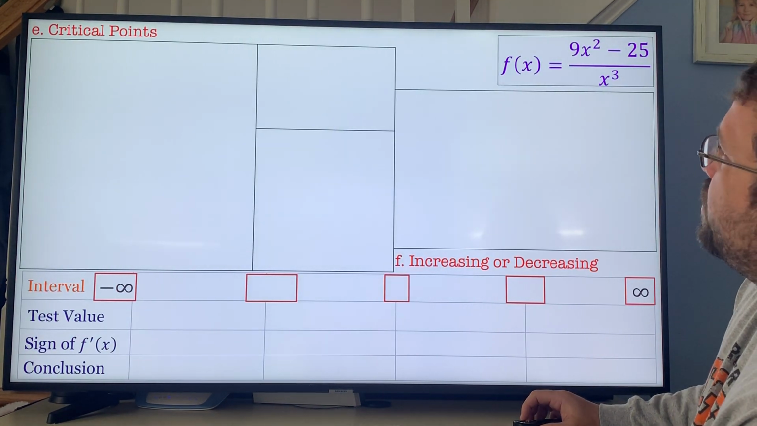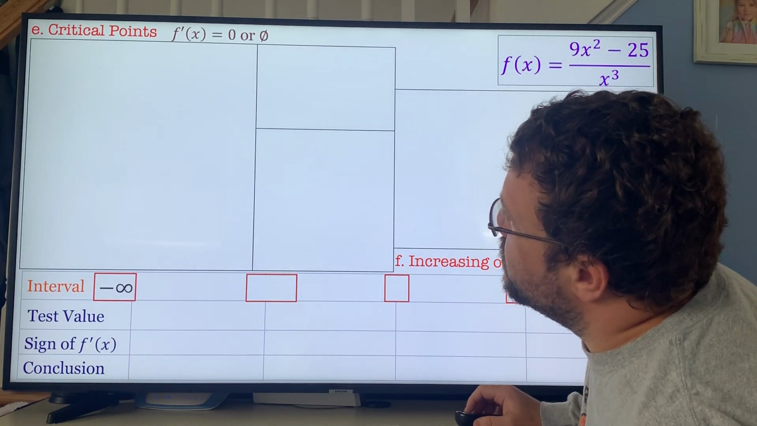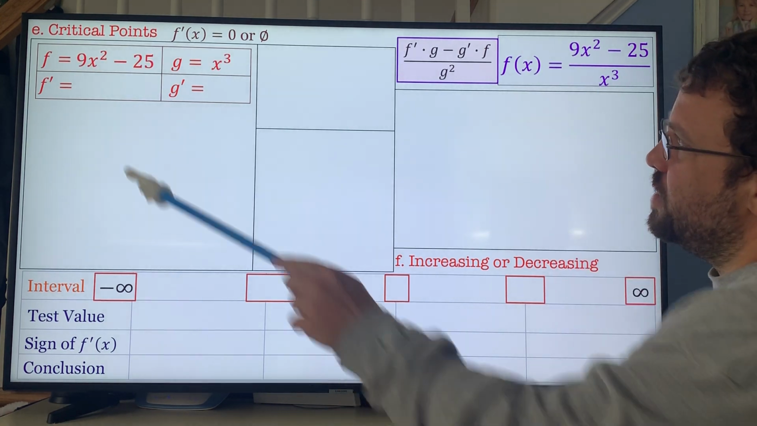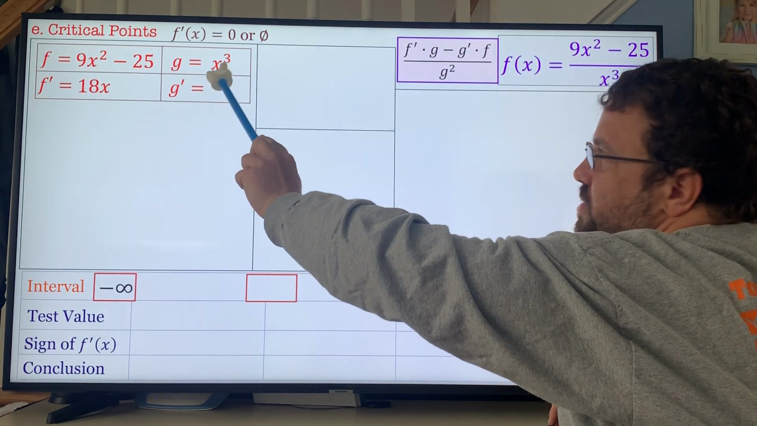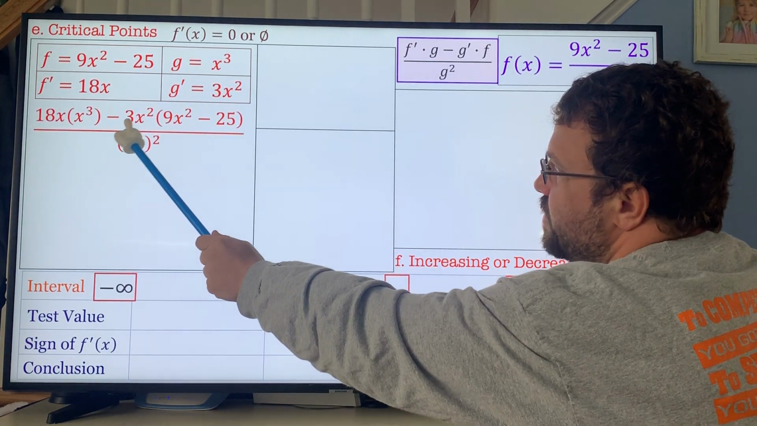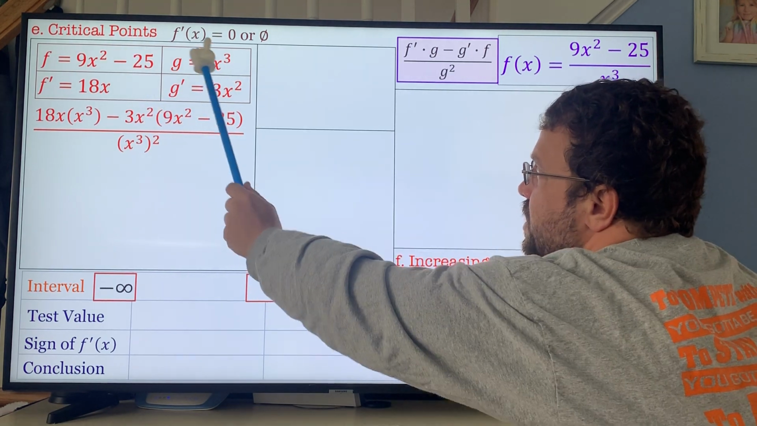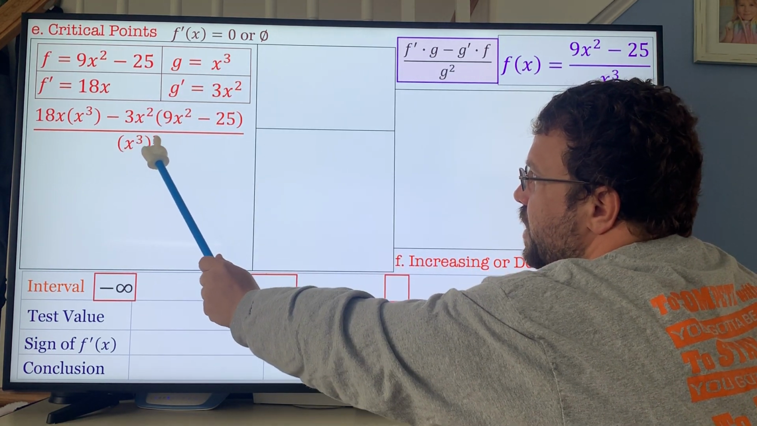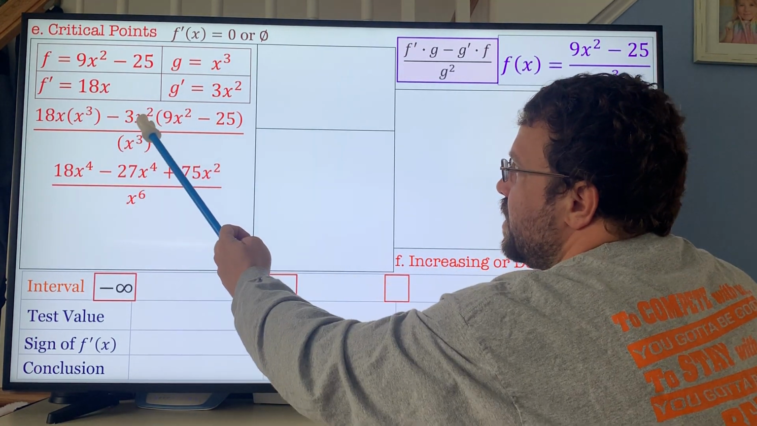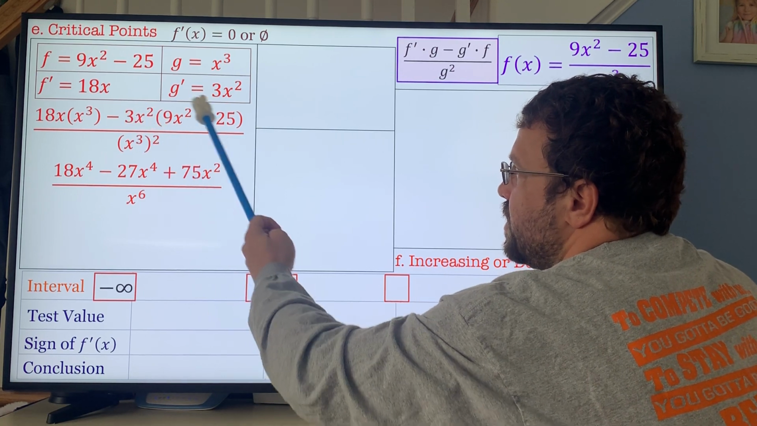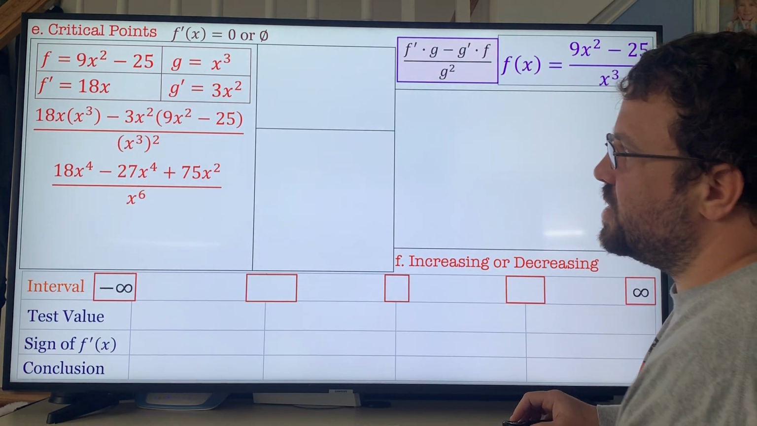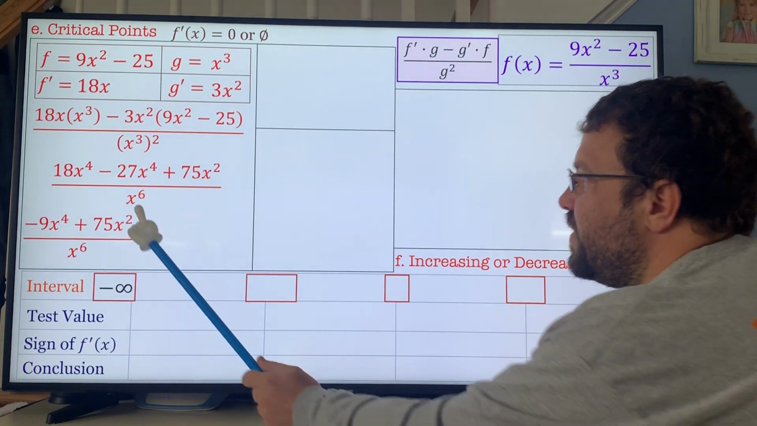All right, critical points. Derive this using your quotient rule. F prime G: 18x times x to the third power, minus 3x squared times this, over this squared. When you square a cube, 3 times 2 is 6, all right? 18x to the fourth minus 27x to the fourth plus 75x squared. 18 minus 27, combining like terms, is negative 9x to the fourth plus 75x squared, over x to the sixth.